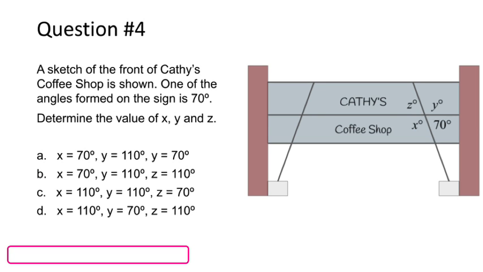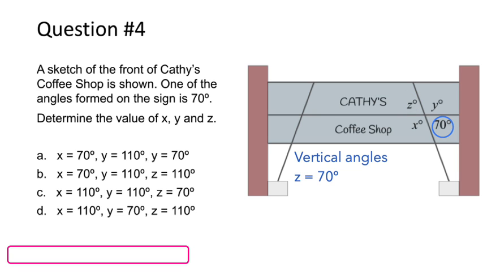Here's a sign, Kathy's Coffee Shop, and one of the angles shown is 70 degrees. And we need to find the value of X, Y, and Z, and I'm curious which option you chose. Now for me, I would look directly across from 70 degrees at that angle marked Z. I would know these are vertical angles, and so Z is 70 degrees. There's actually only one option that has 70 degrees for Z, so I believe it's going to be C, but I continue with my reasoning.